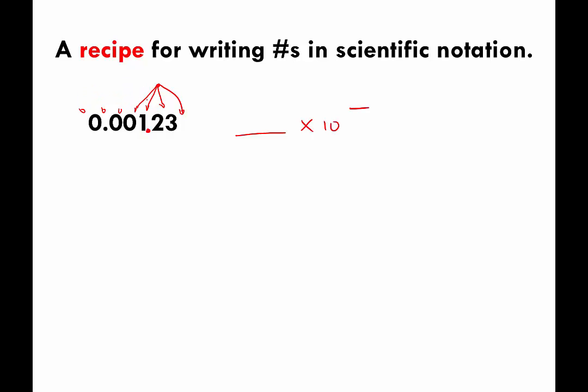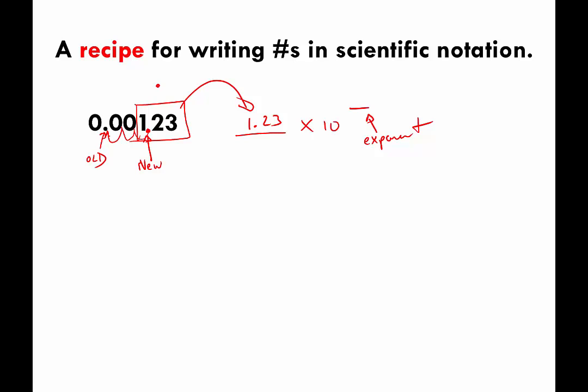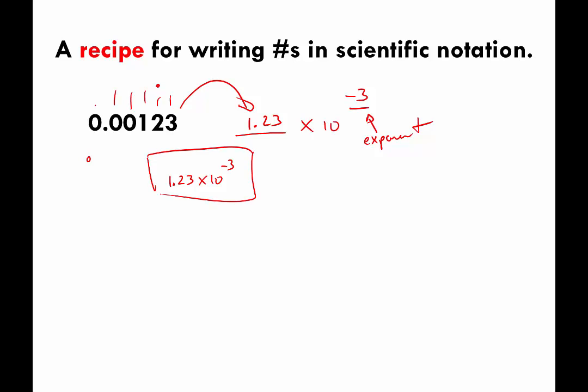Because if I do that, then I am going to make a number between 1 and 10. And so this new number goes here. It's going to be 1.23. And this is the new decimal. And where's the old decimal? There's the old decimal. So if we want to figure out the exponent, we have to count the number of hops it takes to go from the new one to the old one. 1, 2, 3. 3 hops backwards, so this is going to be a negative 3. So if I wanted to write the number 0.00123 in scientific notation, I would write it as 1.23 times 10 to the negative 3 power. That's just how you would do it, and the recipe should work all the time.